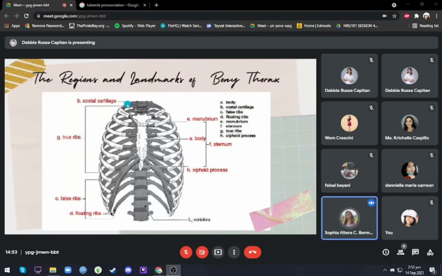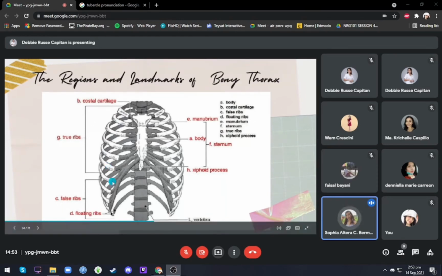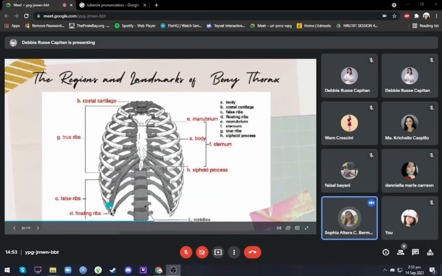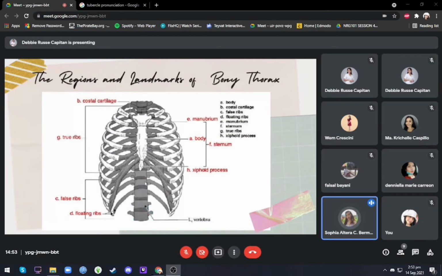Show the regions and landmarks of the bony thorax. As you can see on your screen, this part is the costal cartilage, and this one is the true ribs, or letter G. This one is the false ribs, the lower ones as you can see on your screen, and letter D is the floating ribs. Letter H, as you can see on your screen, is the xiphoid process. And this one is the body. And this one is the manubrium, and it is part of our sternum.